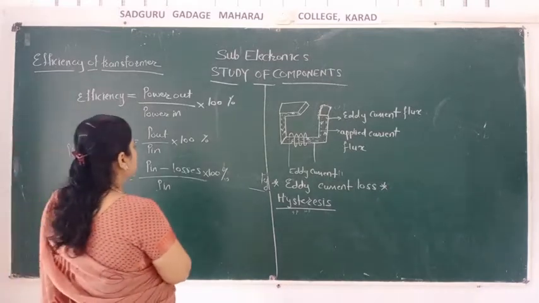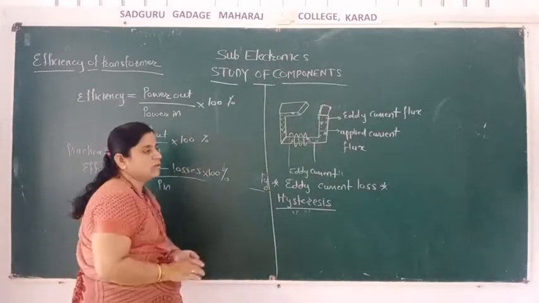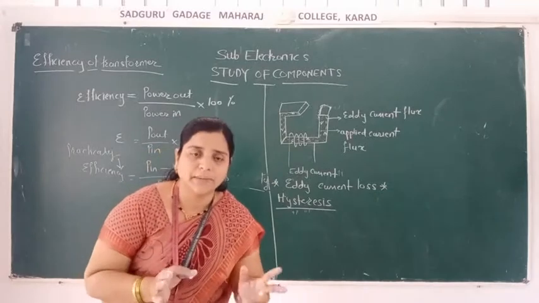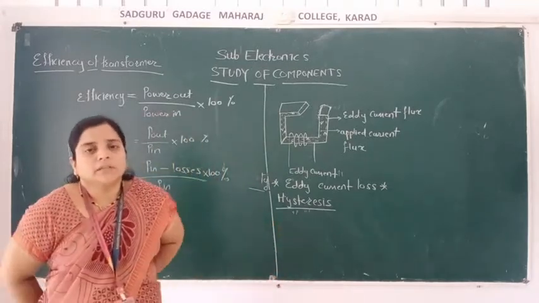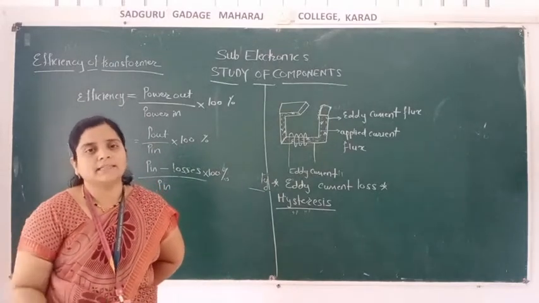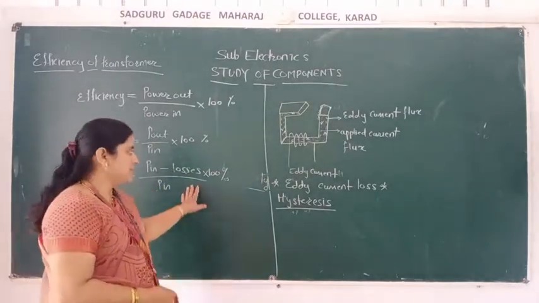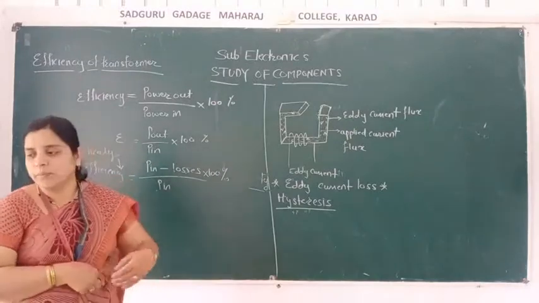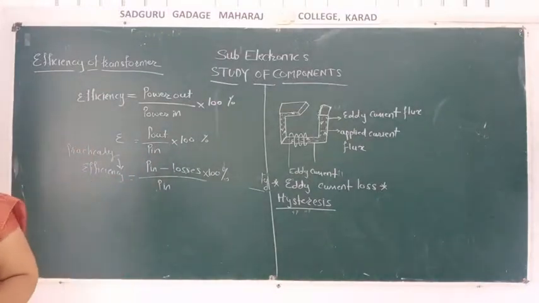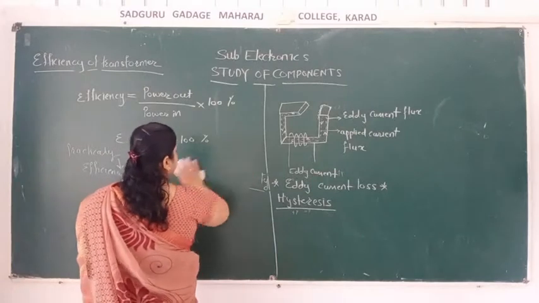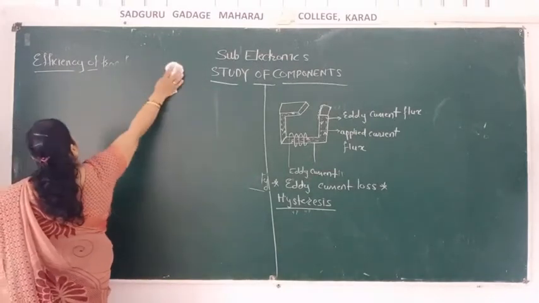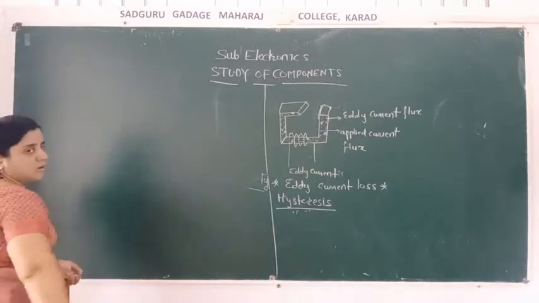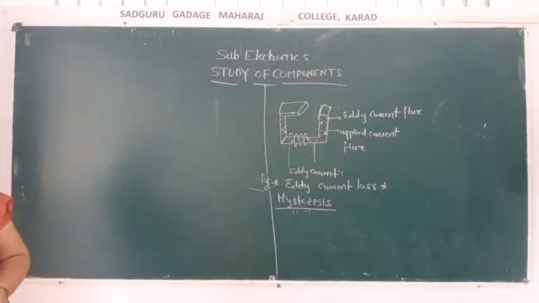Therefore, if the efficiency is 100%, then there is zero loss. If it is not 100%, then some amount of current will flow through it, and that is the loss in the transformer. There are types of losses. How many losses do transformers have? We are going to see that today. Efficiency we have seen. Now we are going to see the types of losses in the transformer.